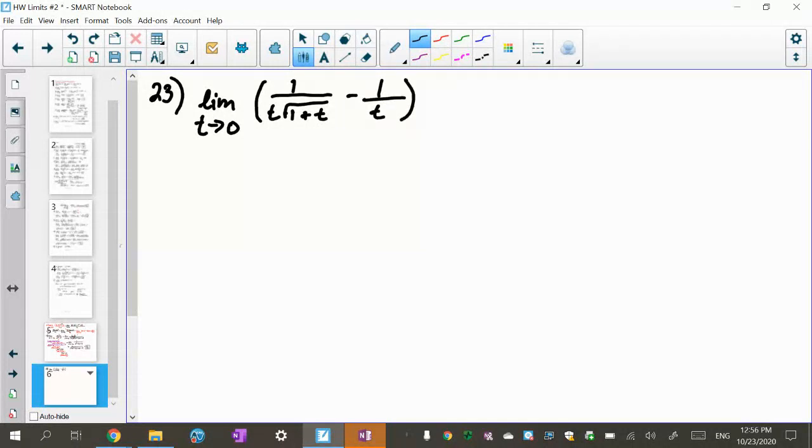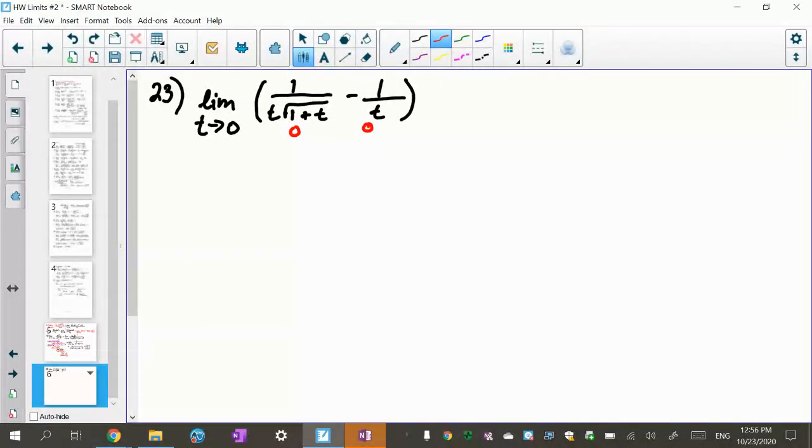A lot of times when students are doing this, they start and wonder what to do. Well, the first thing is you always substitute. If I plug a 0 here and a 0 here, I'm going to get 1 over 0 minus 1 over 0, and this doesn't tell you anything about the limit. So I try to see if there's some algebra I can do.